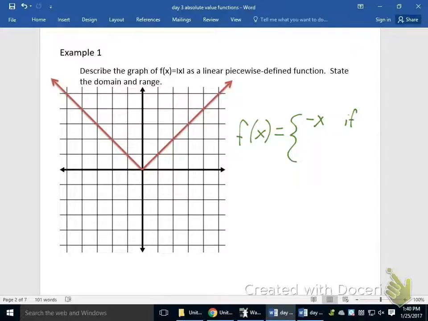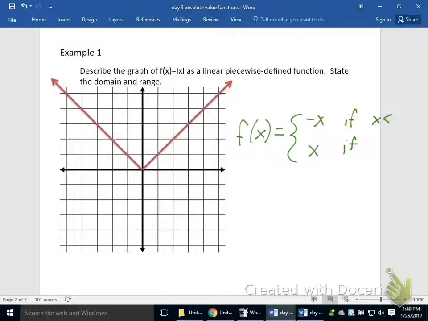And I'm going to save on where the domain range is for just a second. The piece on the right has a slope of +1, and the y-intercept is also 0. Now, as far as the domain restrictions go, for this left one, it's any number less than 0. For the right one, it's any number greater than 0. But 0, 0 is a part of your graph, so you're going to need to include it on one of the two pieces. And it actually doesn't matter which one.